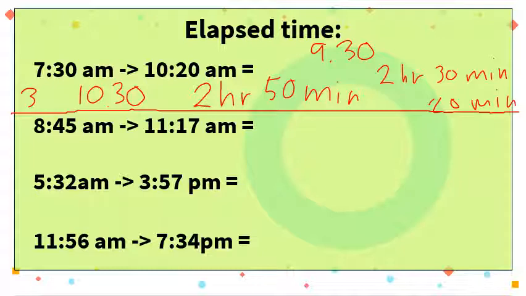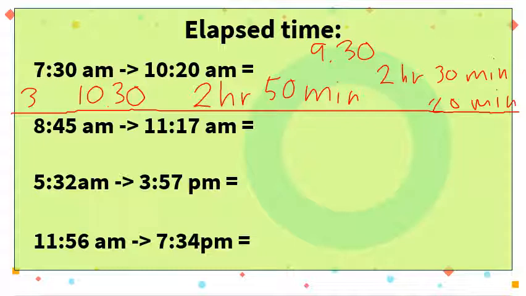Here we've got 8:45 a.m. to 11:17 a.m. So again, I know that 8 plus 3 is 11, but that's going to be too big. So I could do it that way, making it 11:45 and then subtract to get to 11:17. But I'm just going to do it the other way today. Just to make it a little easier on myself, I'm going to add the hours first. Actually, I'm not going to add the hours first. Let's do it a little bit differently.